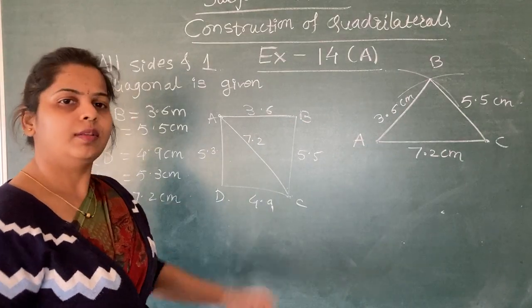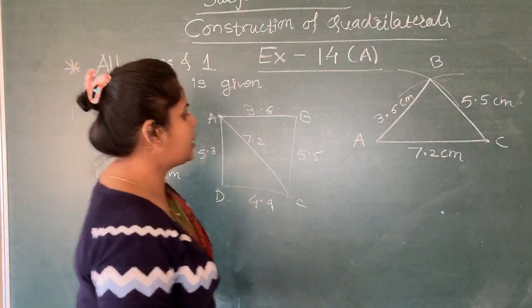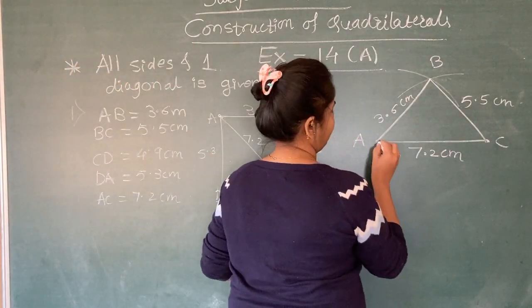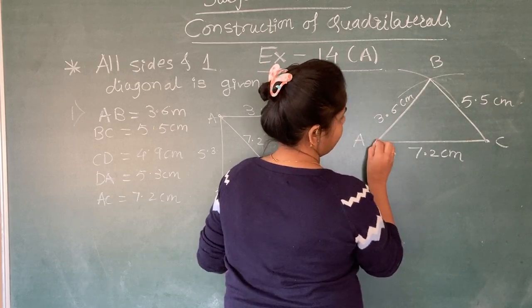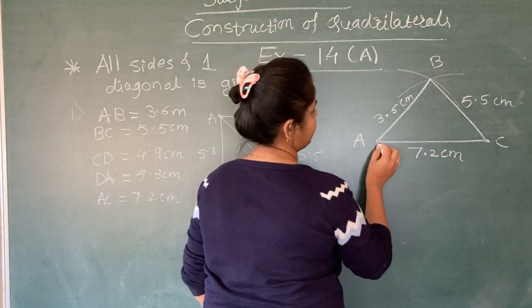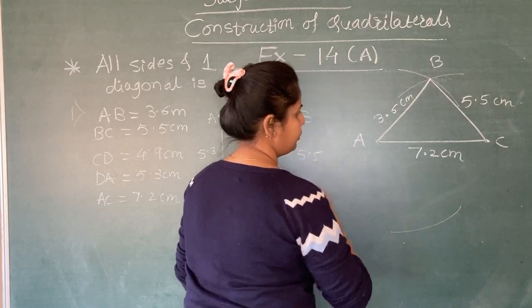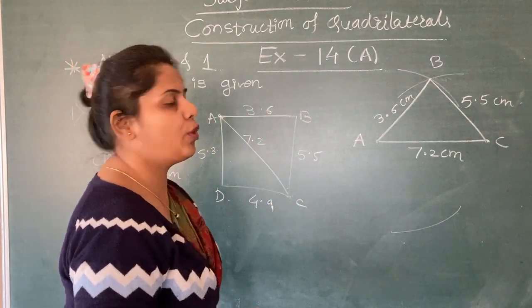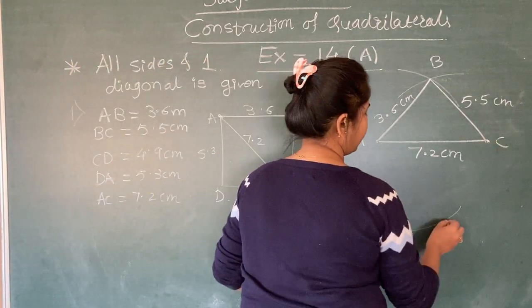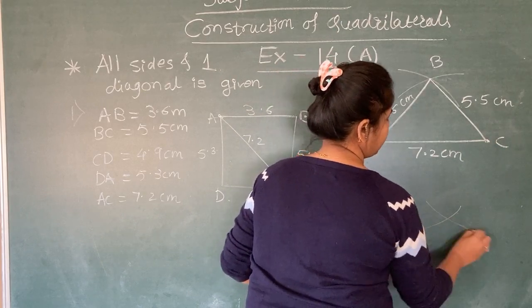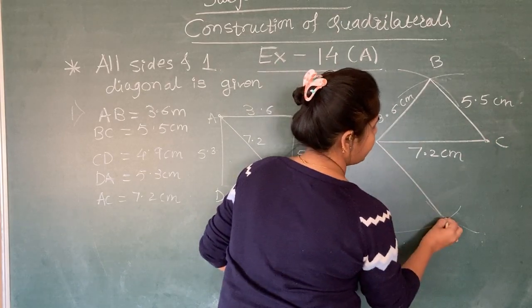Now the lower one, same procedure. A to D is 5.3. Take a distance 5.3 in a compass. Draw a random arc. Then C to D is 4.9. Take a distance and draw again a random arc. Just join this point.